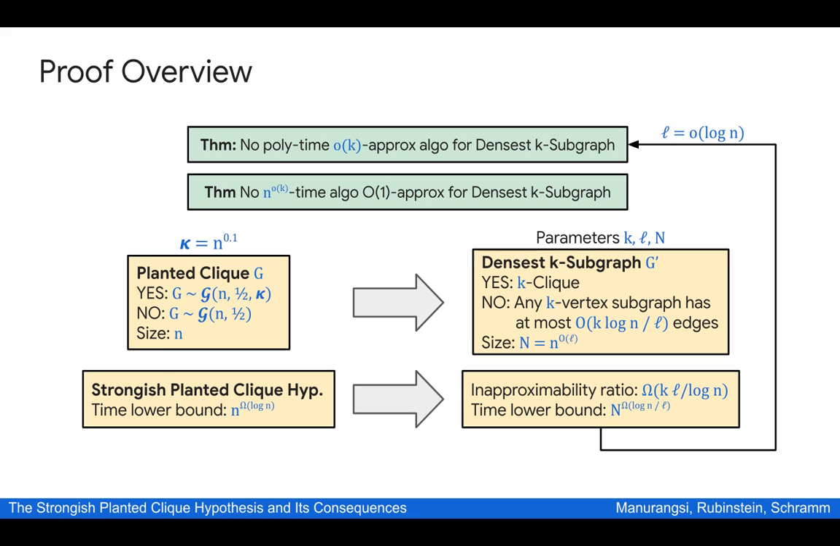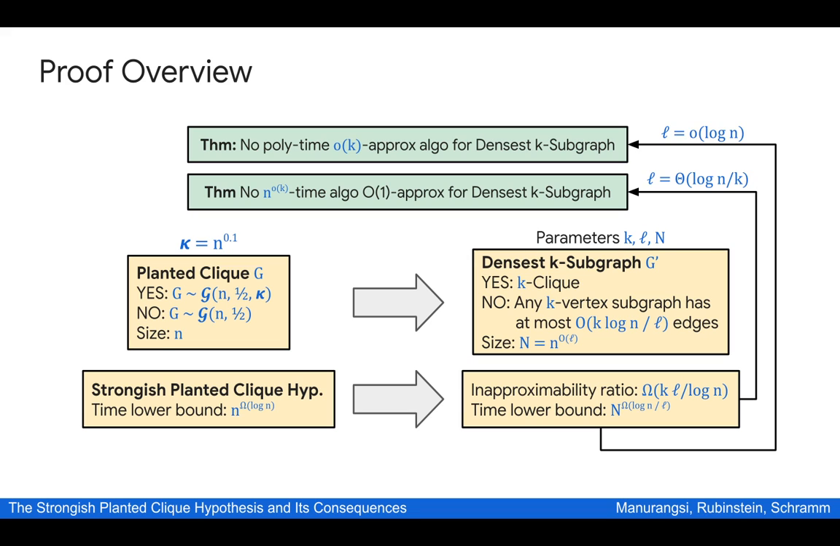For the latter, we can pick L to be some constant times log n over K. So this will give us constant inapproximability ratio and running time lower bound of n to the omega of K. So in other words, there is no n to the little o of K time algorithm that achieves constant approximation ratio for densest K subgraph.